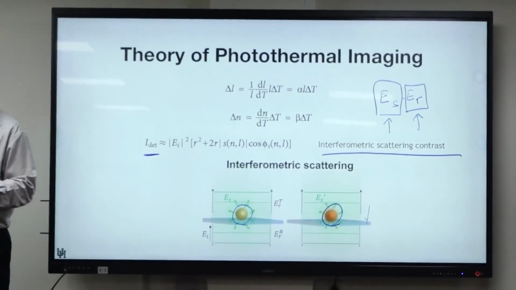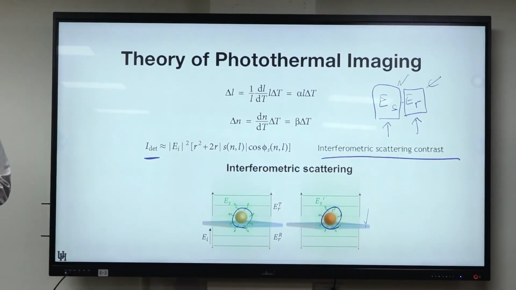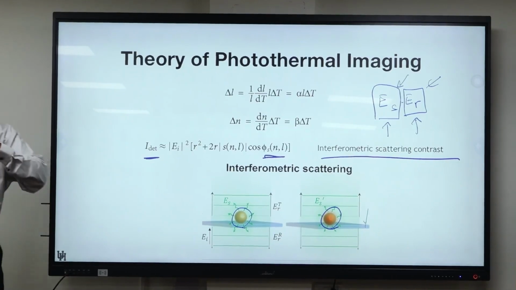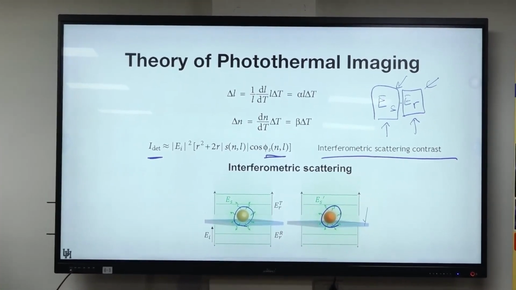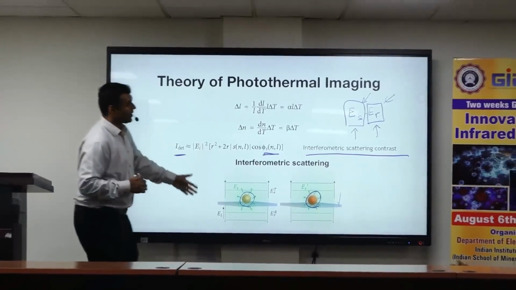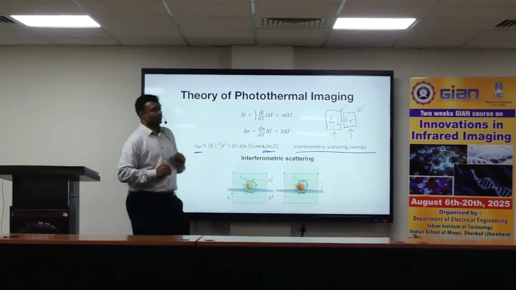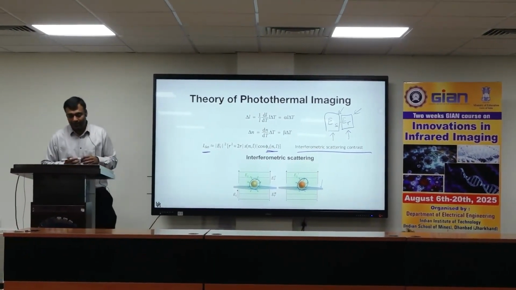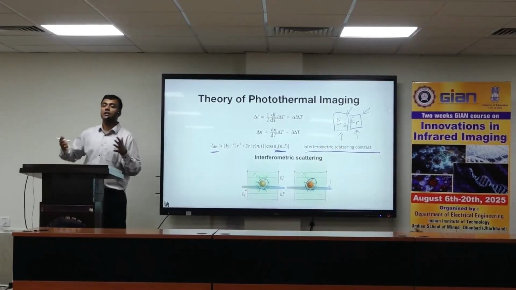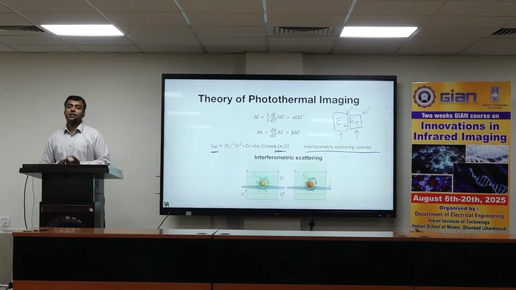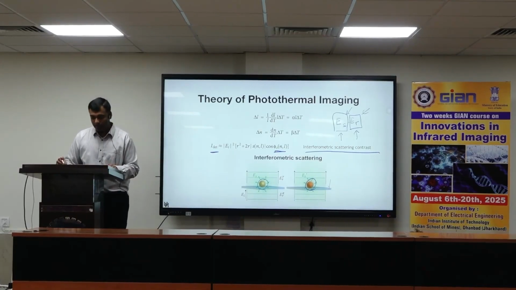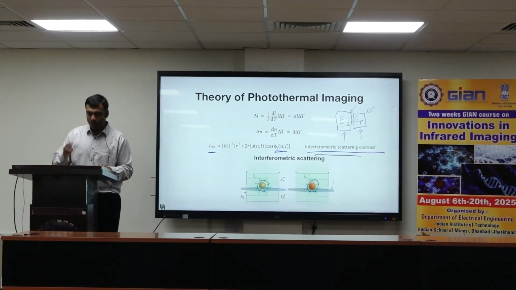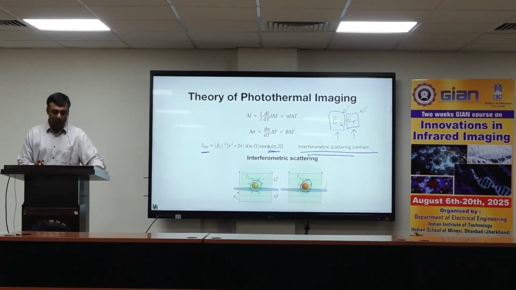Because this cross term is where the phase is related to the cross terms that you saw in the previous class, you can use this effect and get a much stronger signal because of scattering than you would otherwise get without the reference. So this is another approach to getting a good photothermal signal.